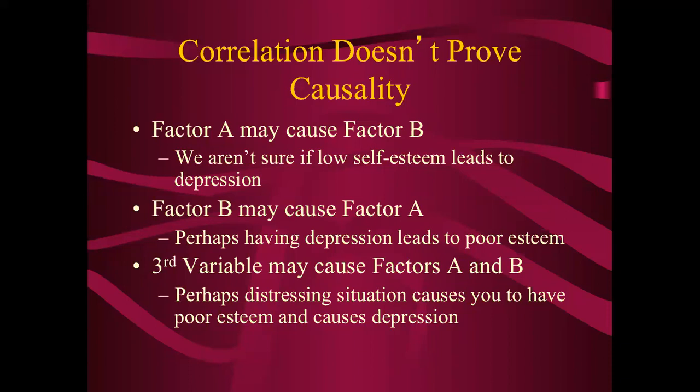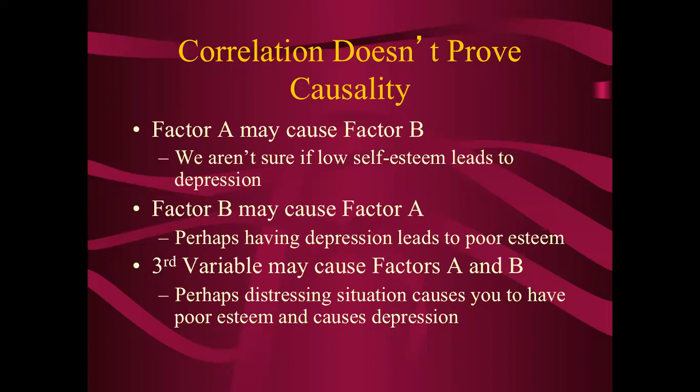Because we don't know which one came first, and because there are other factors that could have caused both, we can't infer causation from a correlation. So that's one of the limitations. With correlation, we can predict an outcome, but we cannot determine cause and effect. And in some cases, it's even illogical to assume that factor A is causing factor B.